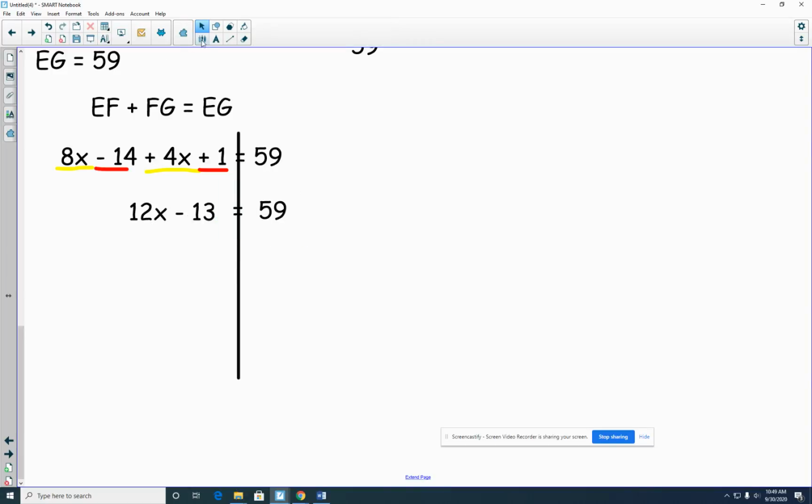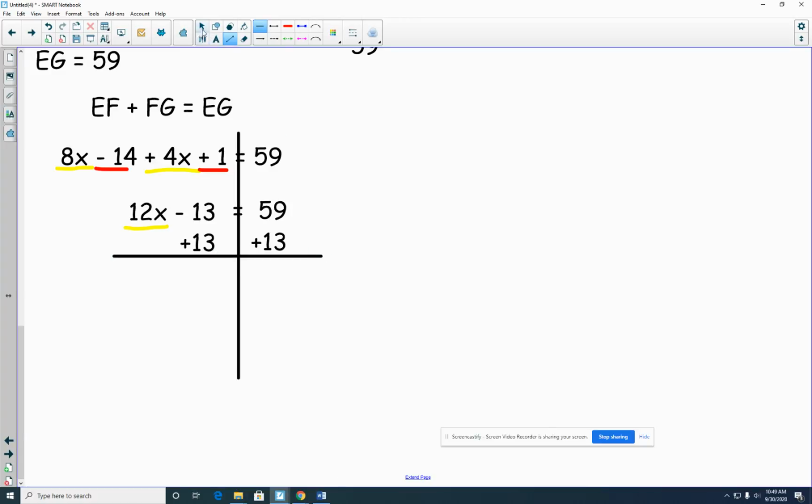Okay, so I want to work to get this by itself. I can't get this by itself yet because this negative 13 is in the way. So how do I get the negative 13 to the other side? Inverse operation. So instead of subtracting 13 to get rid of it, I can add 13. I add 13 over here. This is an equation. It has to stay balanced, so I have to add 13 to the other side. Right? So on opposite sides of the line, I'm doing the same thing.